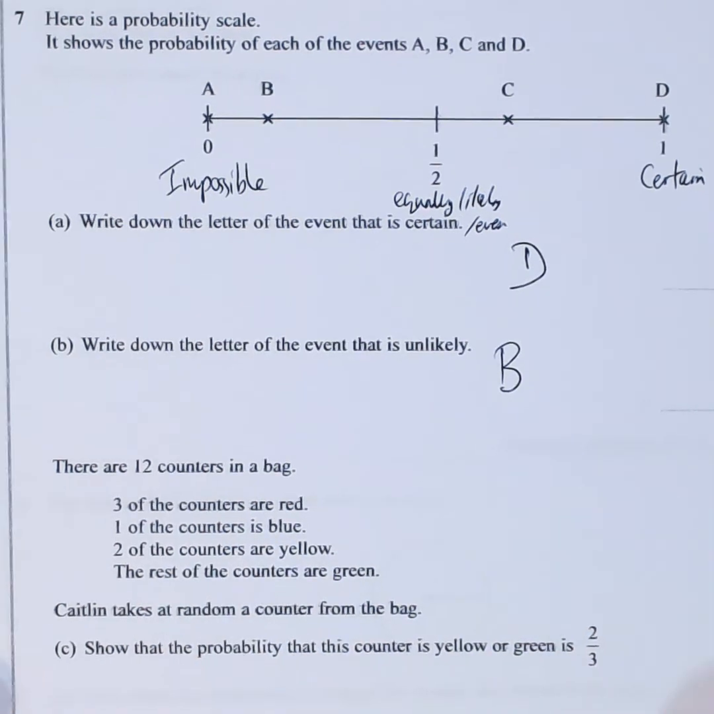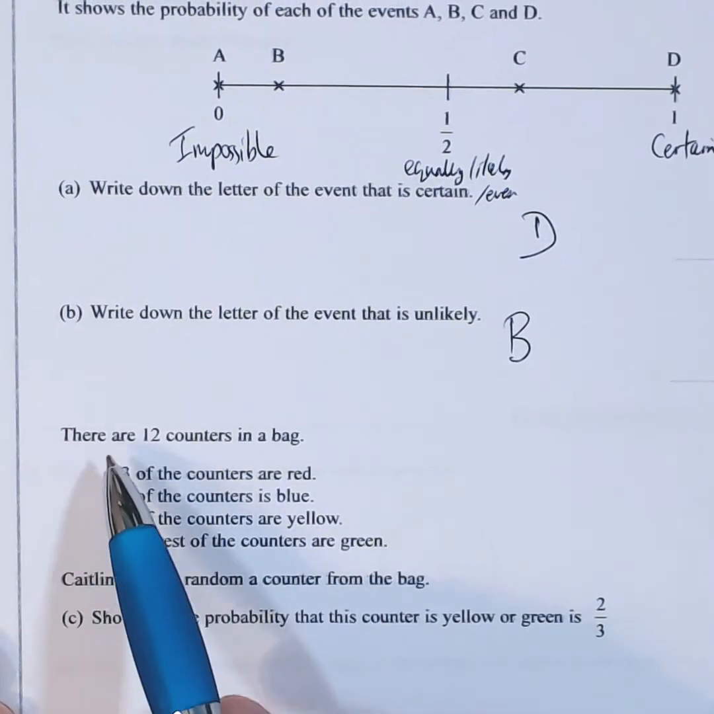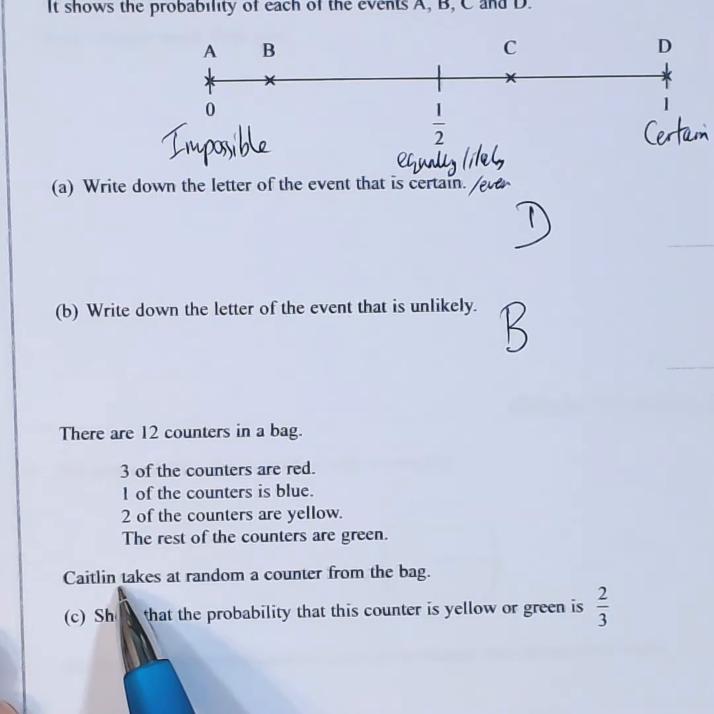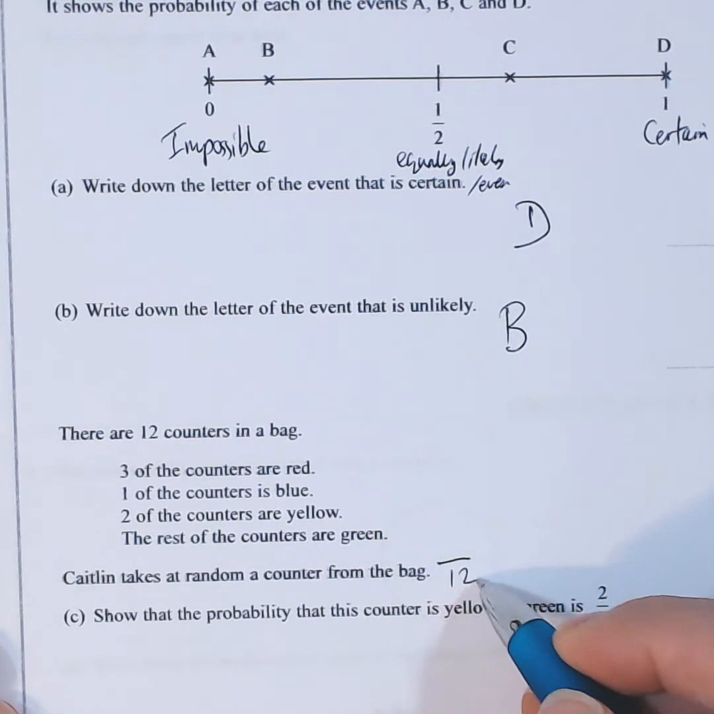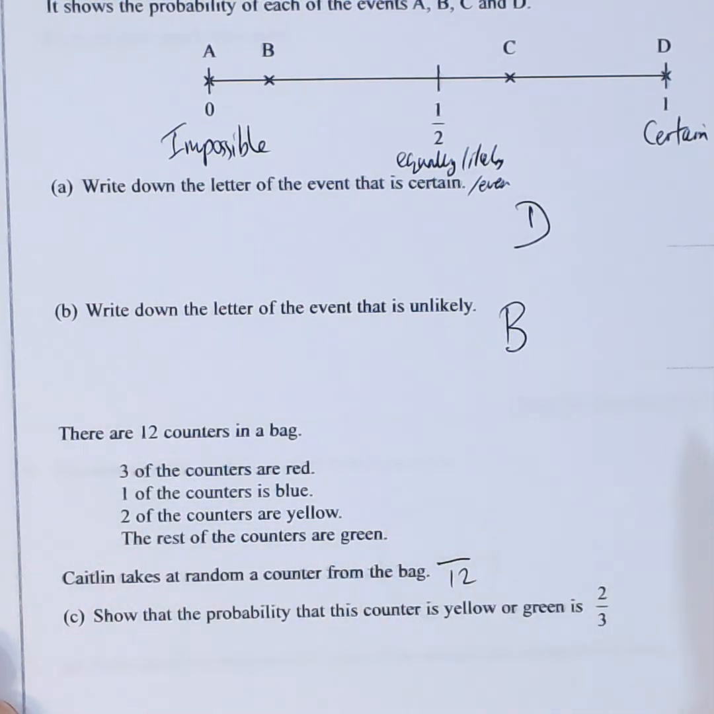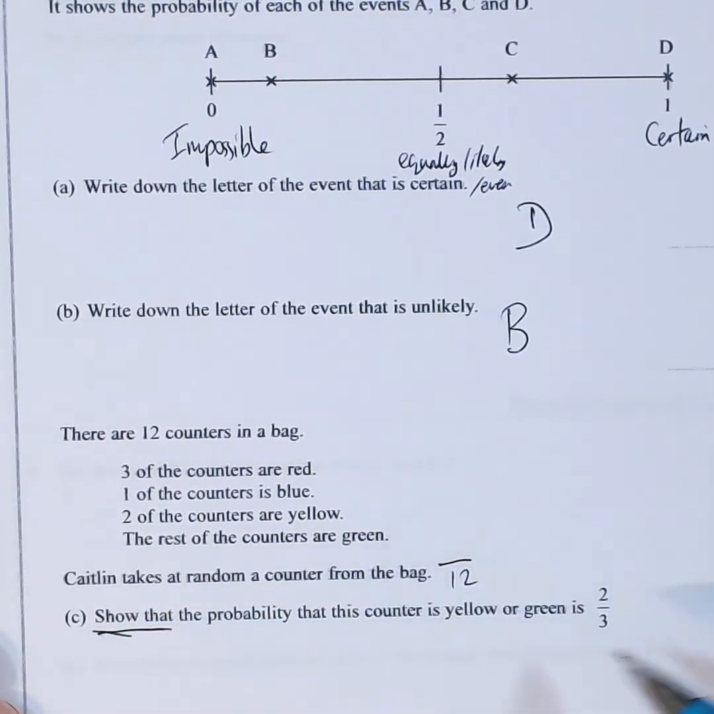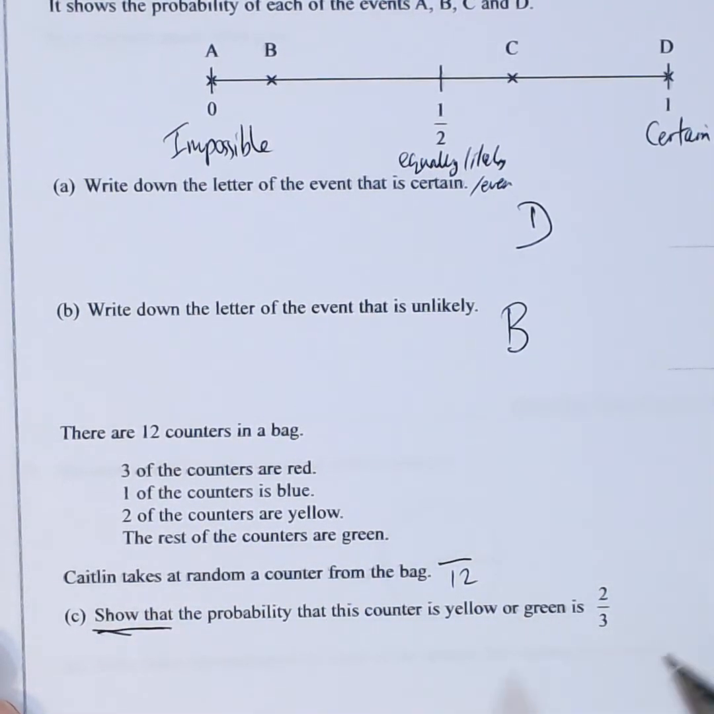And then the question goes on and talks about there are 12 counters in a bag. Caitlin takes a random counter out of the bag, so that means every probability will be out of 12 because all 12 counters are in play. Show that the probability, so it's show that, so that means we've got to show some calculations, and probability that this counter is yellow or green.